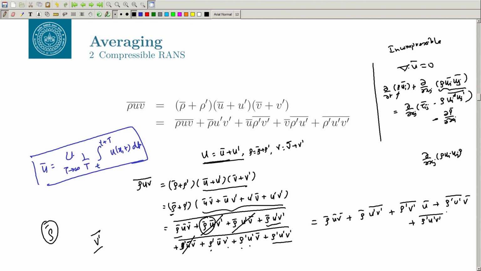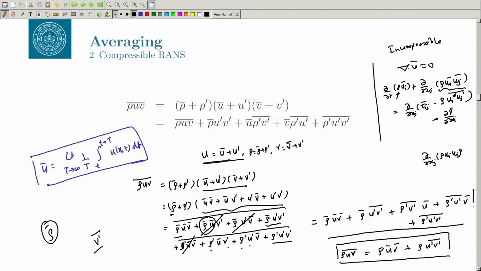So, now we have a problem, right. If you recall earlier in the incompressible flow, most of the terms got cancelled out because rho was a constant and your rho u v bar was nothing but rho u bar v bar plus rho u prime v prime bar. That was the only thing that we had in the incompressible flow. In the compressible flow, we have got 5 terms, and not only that, we have got now an energy equation.